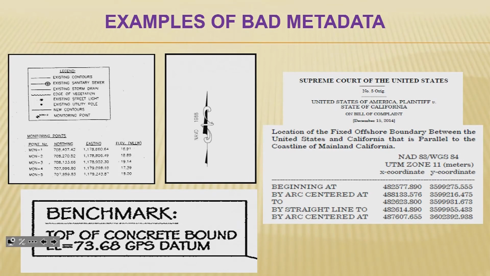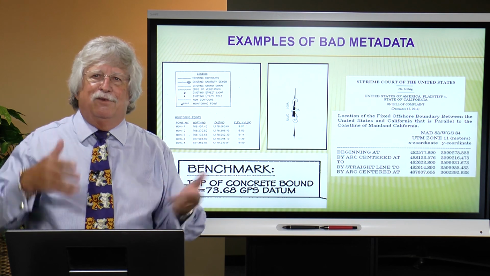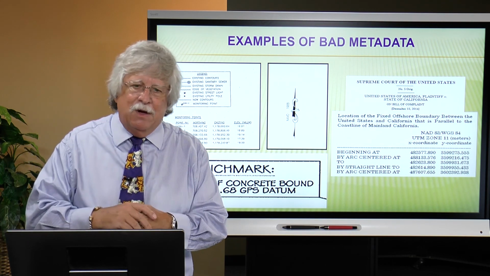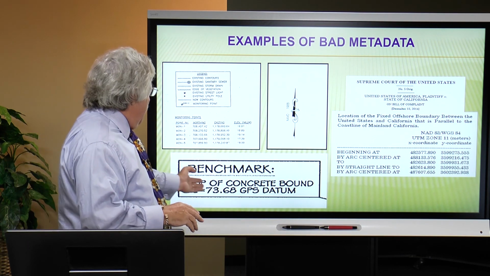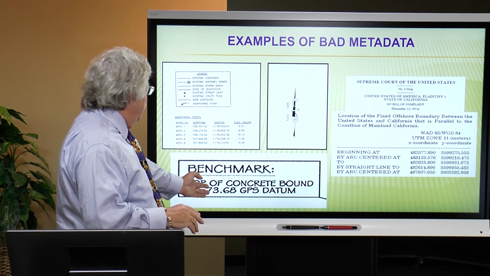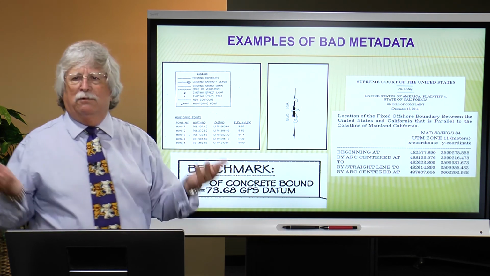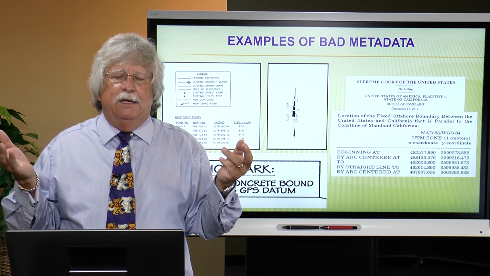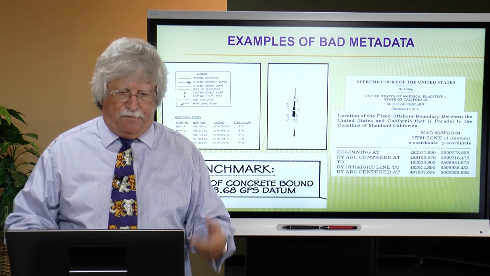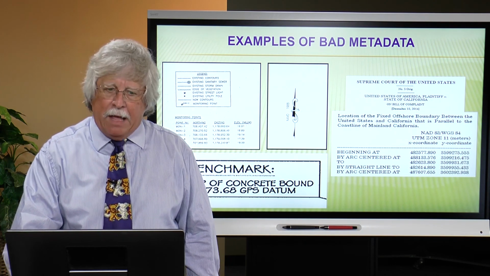In this particular case, I've given you just a couple of images of what I refer to as some bad metadata, so that you'll have maybe something to go back and look at. And one that I particularly like, a beautiful little north arrow that a surveyor put on a plat, but it says it's relative to NAVD 88. Well, that's a vertical datum. It has nothing to do with horizontal. How do you know where north is with respect to a vertical datum? Or this particular one, benchmark, top of concrete bound, 73.68 GPS datum. Well, what's that? I have no idea. And regrettably, these are the kinds of things that we commonly see.